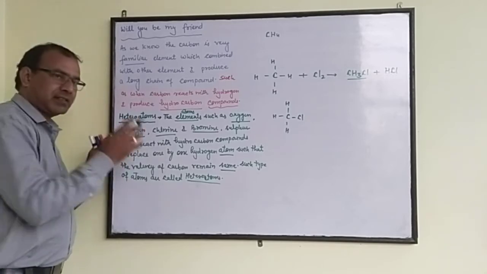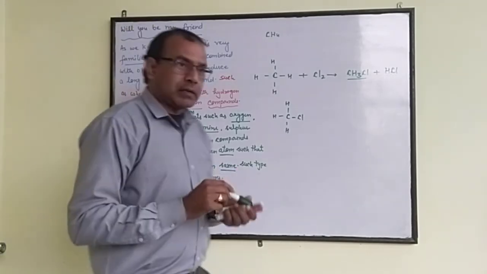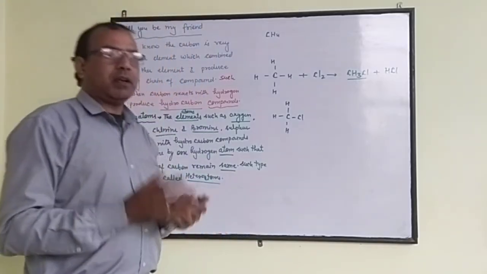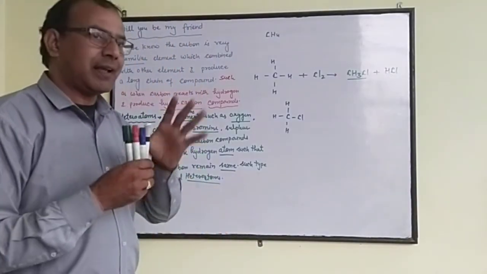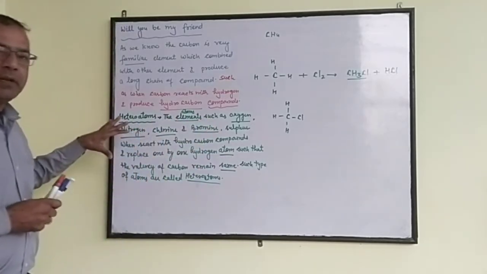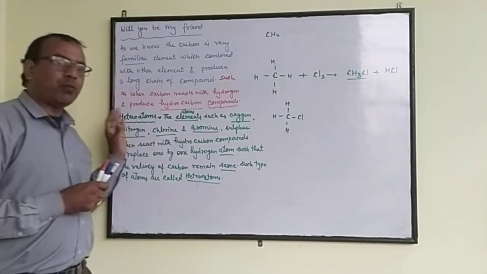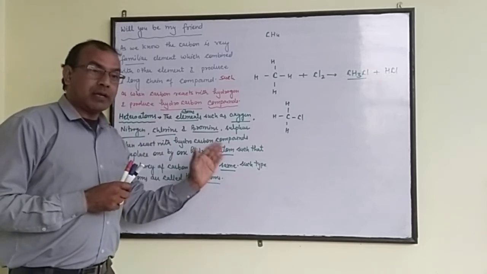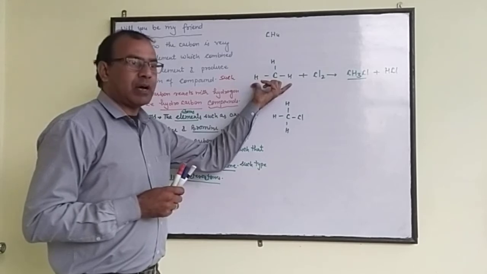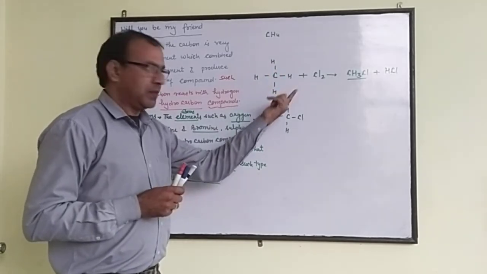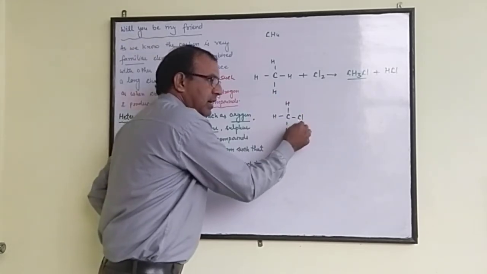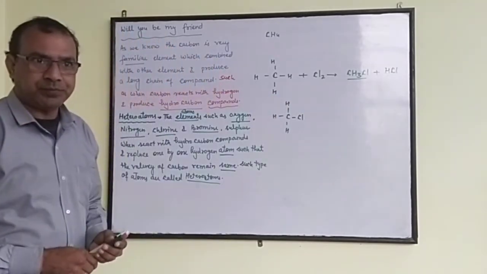We have already discussed atoms such as oxygen, sulfur, nitrogen, chlorine and bromine. When they react with hydrocarbon compounds, they replace hydrogen atoms one by one, such that the valency of carbon remains the same, as it does here also. This chlorine is called a heteroatom.